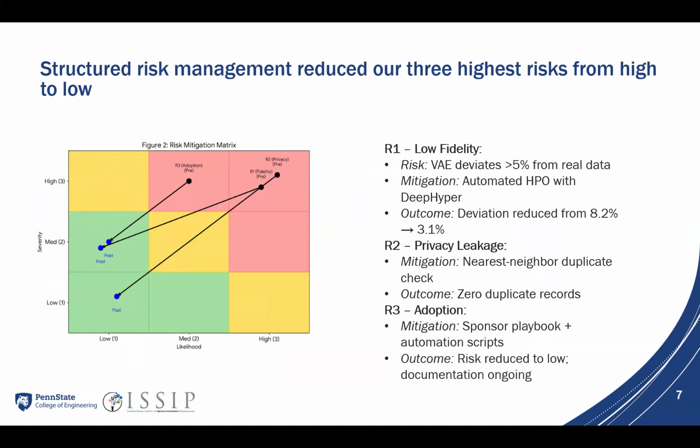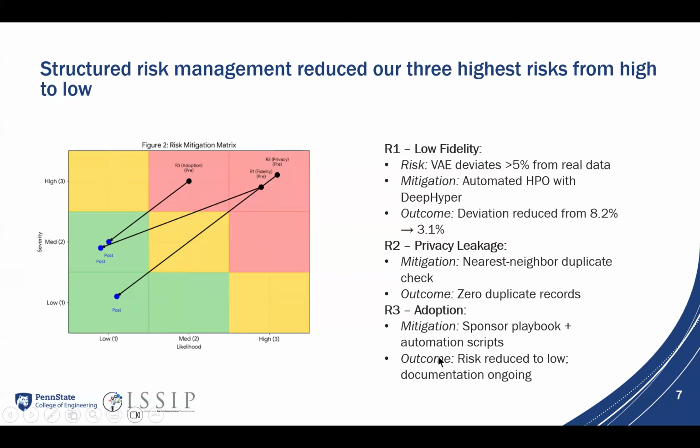Risk management. On the risk matrix, you can see each risk moving from the red region into the green after mitigation. R1 was low fidelity. Our VAE originally deviated more than 5% from the real data. We added automated hyperparameter optimization with DeepHyper, which brought the deviation from 8.2 to about 3.1%.